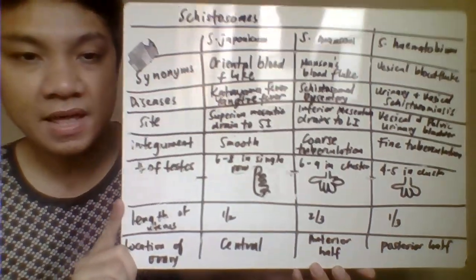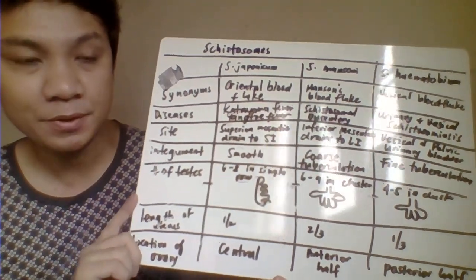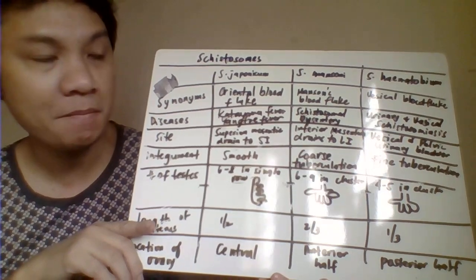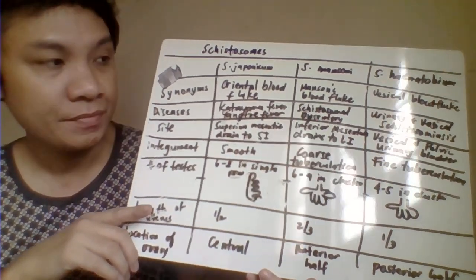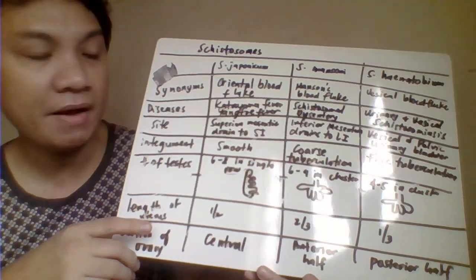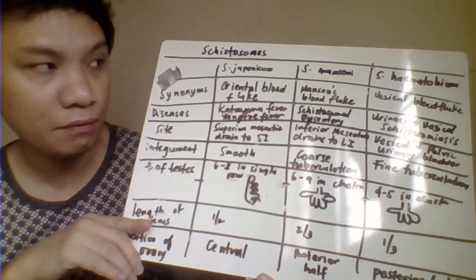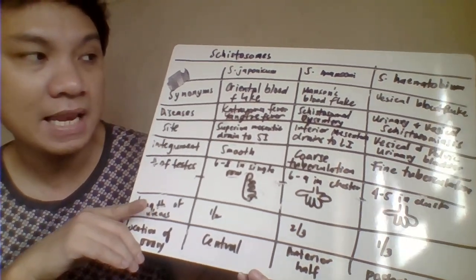Okay, so we have here the differentiation between the three species of schistosomes. So we have here Schistosoma japonicum, Schistosoma mansoni, and we also have Schistosoma haematobium. Anyway, nasa PowerPoint naman to. So we have here the other names for Japonicum: oriental blood fluke and Manson's blood fluke, and we have here haematobium, which is the vesical blood fluke.